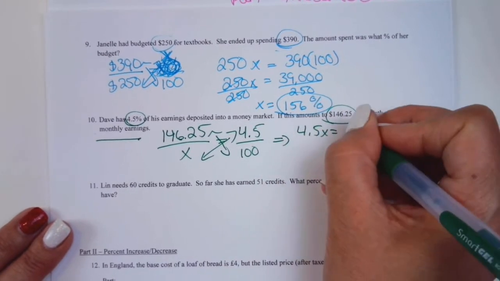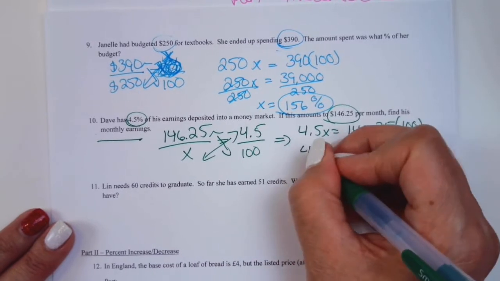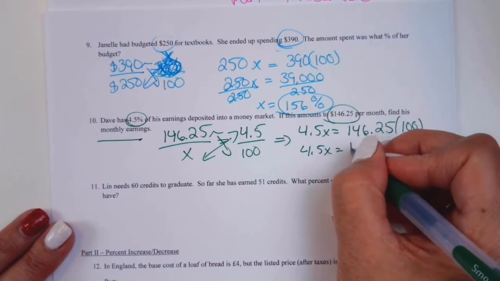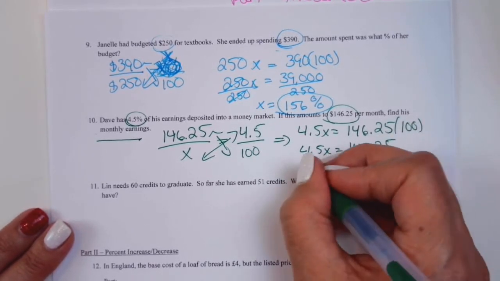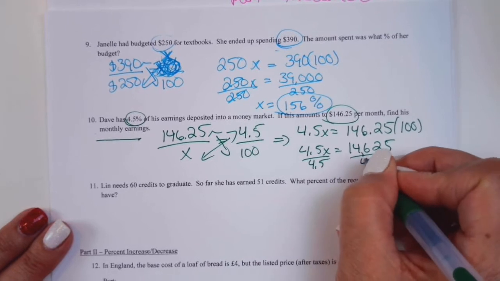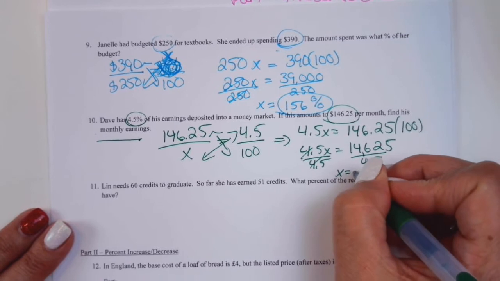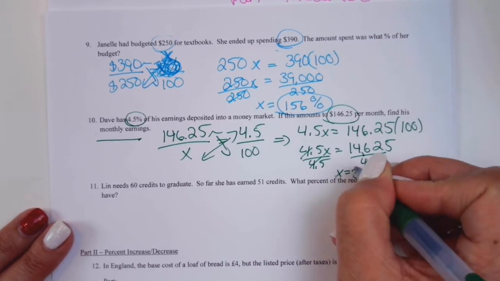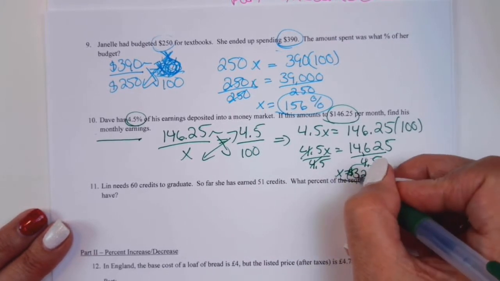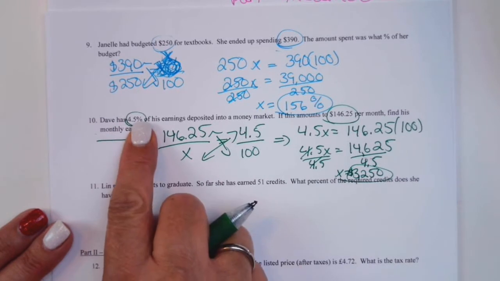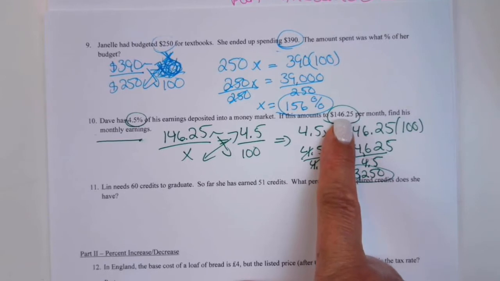4.5 times x equals 146.25 times 100. 4.5x equals 14,625. There's our comma, and then we divide by 4.5, and our x is 3,250, and actually we need to fit the dollar sign in. So $3,250 is his monthly earnings. So 4.5% of 3,250 is the 146.25.